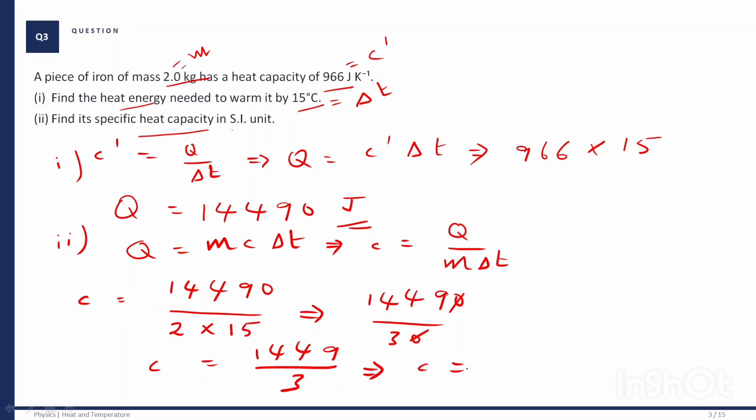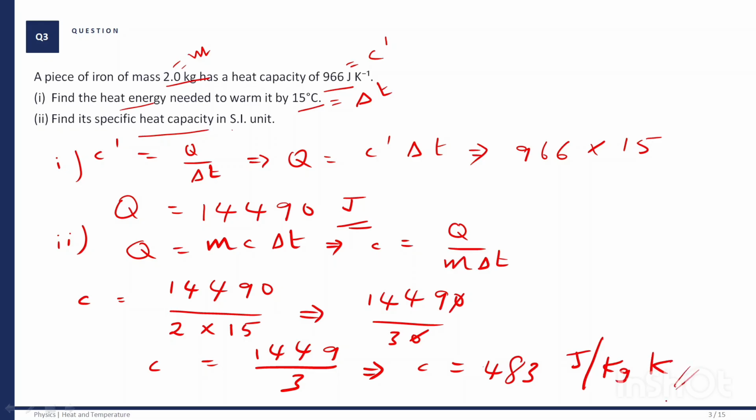What will I get for C? 1449 divided by 3, we will get 483 joule per kg Kelvin.